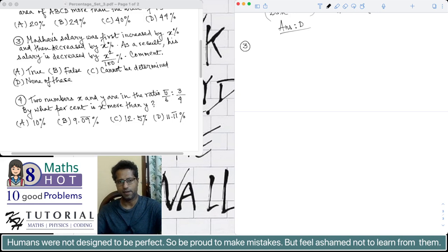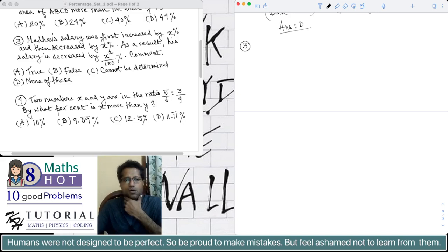it is saying that the net result of increasing the salary by X percent and then decreasing the salary by X percent. Remember that the decrease by X percent is based on the increased salary after it was increased by X percent. So it is saying that the net decrease is, as a result the salary was decreased by X square by 100%. We have to verify this statement whether it is true or false.